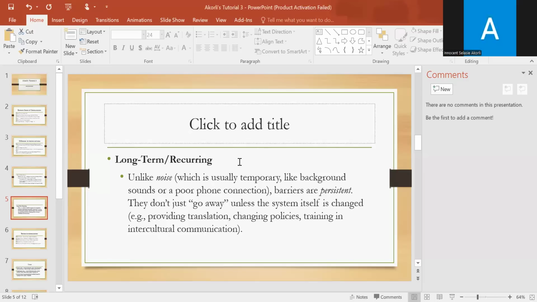Barriers are persistent. They don't just go away unless the system itself is changed. For example, providing translation, changing policies, training in intercultural communication. So if you want to communicate and there are hardcore preventions, things that cannot permit you to be able to communicate, and it is not just temporary, it is likely to be a barrier.